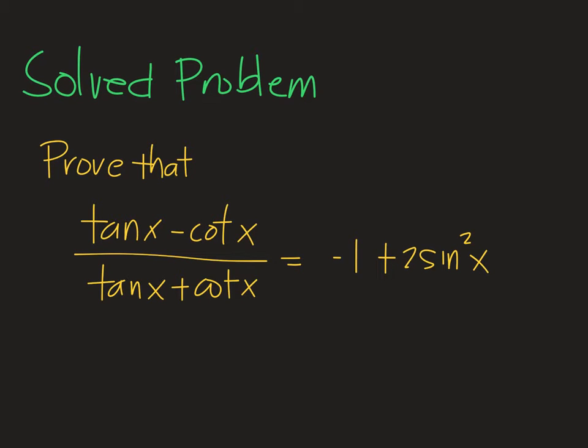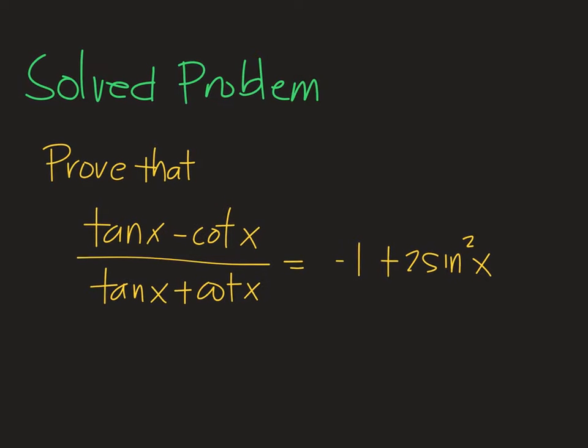Hello, welcome to our Solve Problem series, and in this video we are going to prove a trigonometric identity. As you can see on the screen, it says prove that (tangent x minus cotangent x) over (tangent x plus cotangent x) is equal to -1 plus 2 sine squared x. So how do we prove this identity?